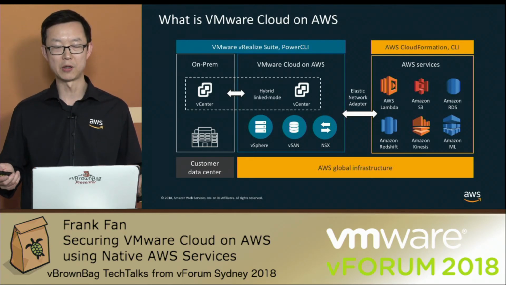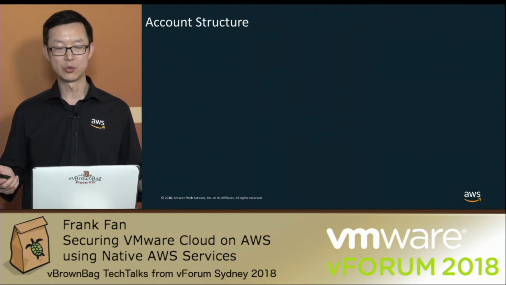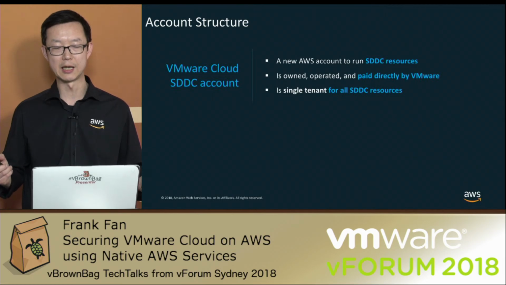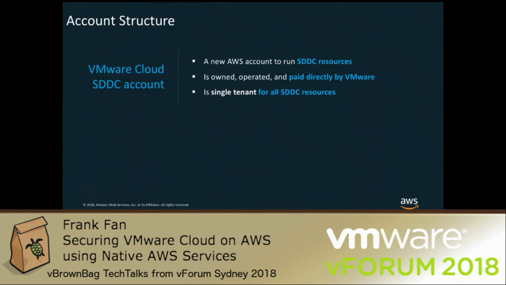Before we talk about the details, let's start with what it looks like from the structure perspective. So account, you will have the VMware Cloud SDDC account. VMware manages this account on your behalf. So all the resources, for example, physical hosts as SDDC components will be deployed into this account. And also you pay VMware for the resources. This is dedicated for each organization, so it's not shared.